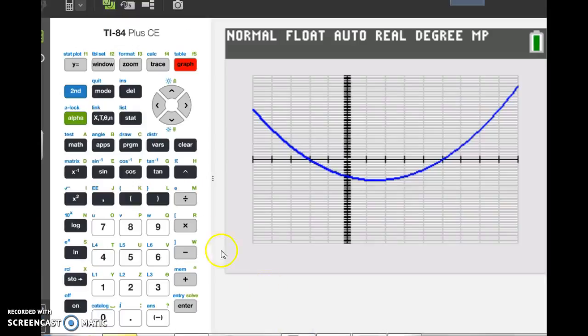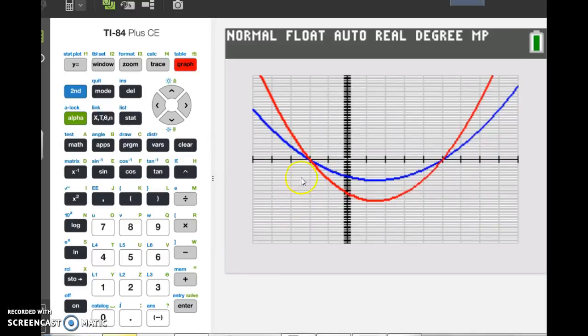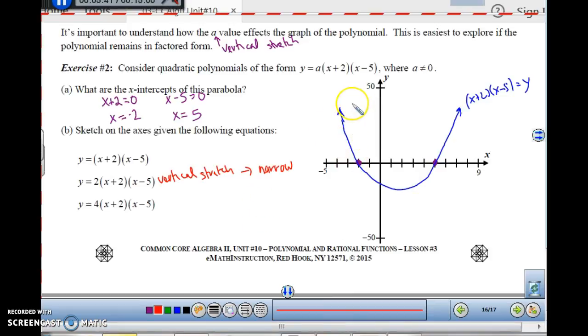So let's look at this in the calculator. I'll do 2 times this, x plus 2 times x minus 5. All right, now compared to the blue one, this red one has the same x-intercepts, or zeros, but it's going to be stretched. So if you grab the blue one and pulled, it's going to narrow up so that the red one becomes narrower, and it has a deeper y-intercept. Okay, so it's going to come down like this and be narrower than the blue one. So this is y equals 2 times x plus 2 times x minus 5.